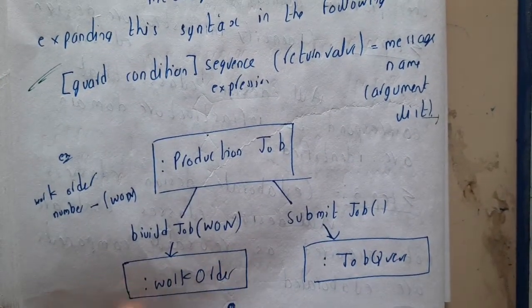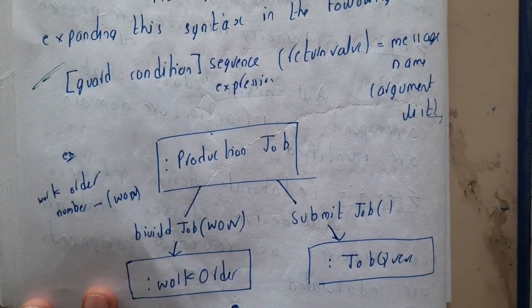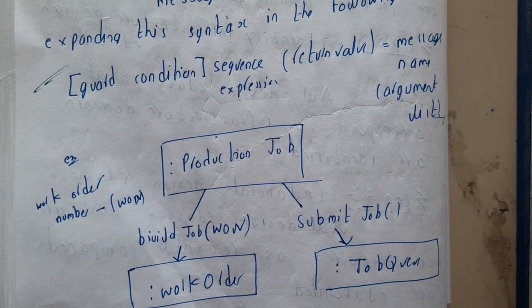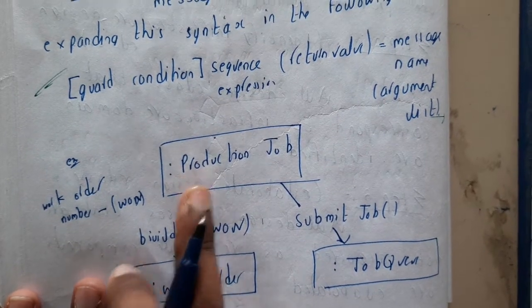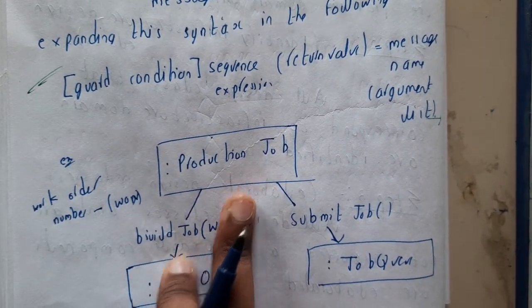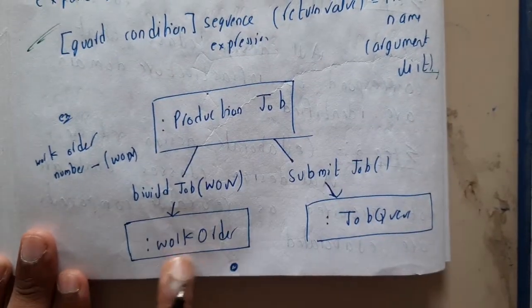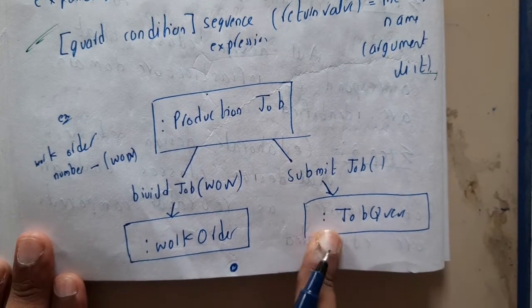Okay, so the example is work order number, guys. Assume that you are doing some kind of small work. In that you are doing some work order number, that is WON. I am writing here work order number. Now you are doing some production job. In a production job you will be building something, right? You will build a job and work on that job, and once the job is done, you'll submit the job and it goes into the job queue like that.